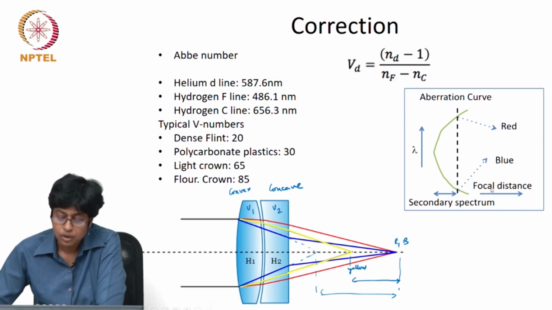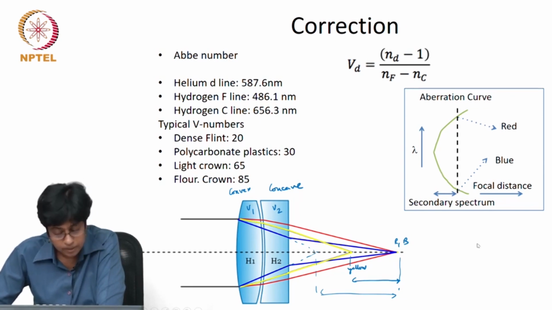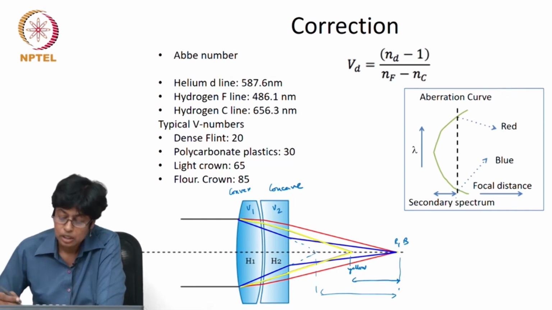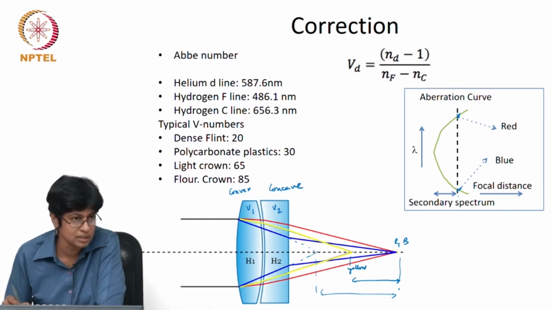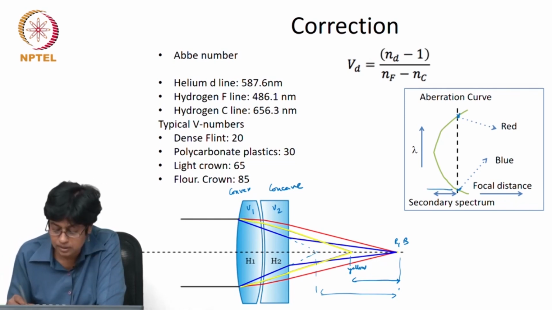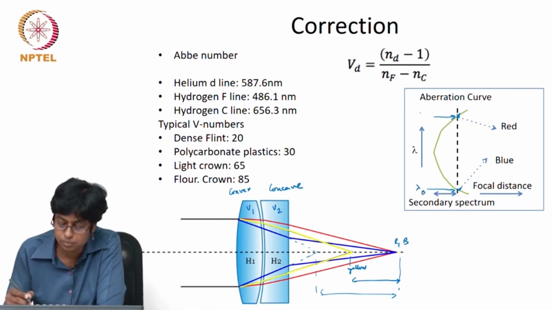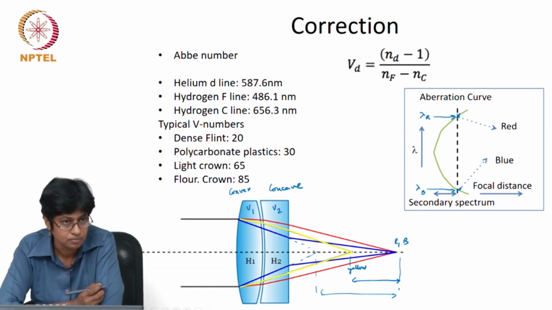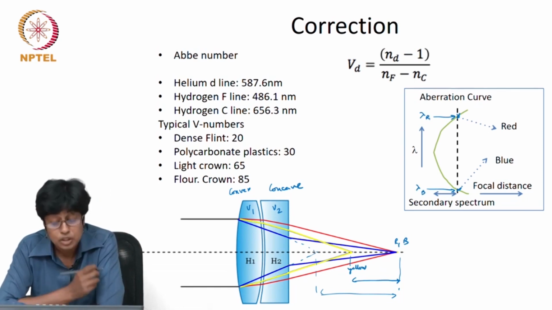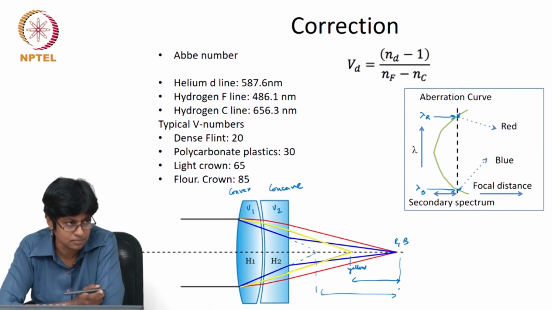So as you go from blue to red, up the y-axis, you can see here, this is what each wavelength is focusing at. And the fact that this curve actually bends and comes around like this, so that both this point and this point have the same focal distance. That means, in other words, this wavelength and this wavelength have the same focal distance. So this is blue and this is red. That means those two have been corrected.